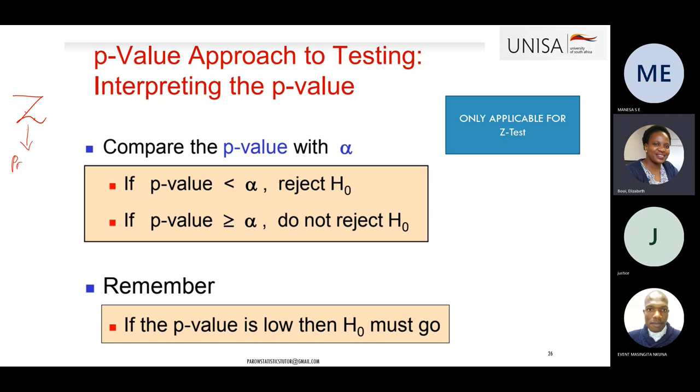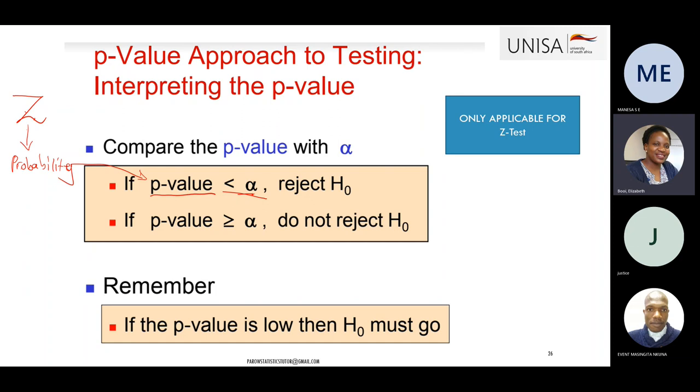Now, how do you make a decision? This is the rule: if your p-value, which is the probability you're going to find, is less than alpha, we reject the null hypothesis. Otherwise, we do not reject the null hypothesis. So you need to pay attention to this. If your p-value is less than alpha, we reject the null hypothesis; otherwise, we do not reject the null hypothesis.